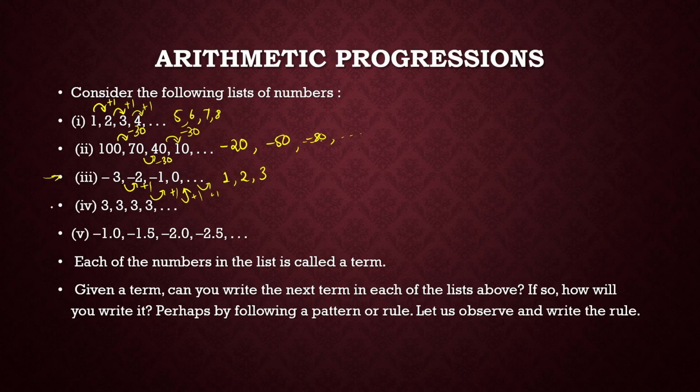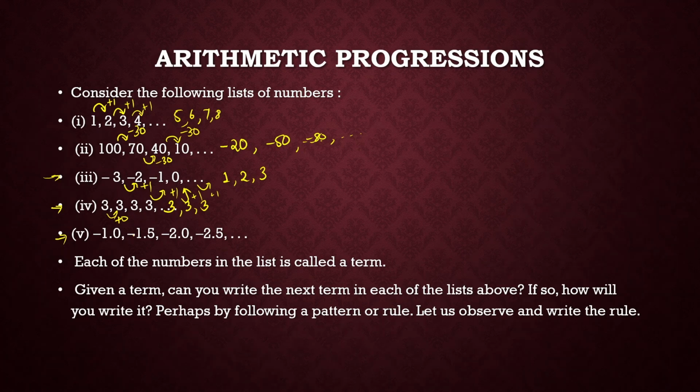Now in the fourth example, what if I add... it's just 0. I'm adding 0. So the pattern here is, we are not going to add anything. Or in other words, I can say we are going to add 0 here. So what about the next fifth term here? It's going to be 3. That's it.